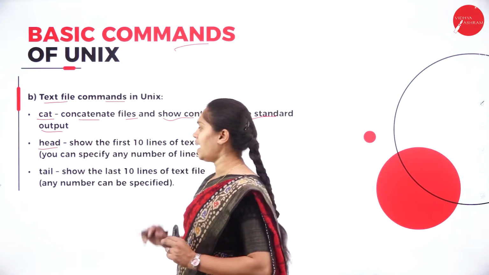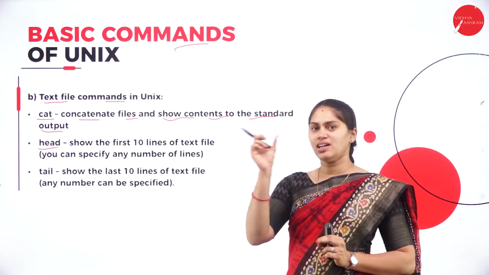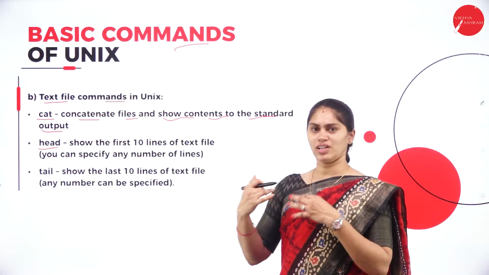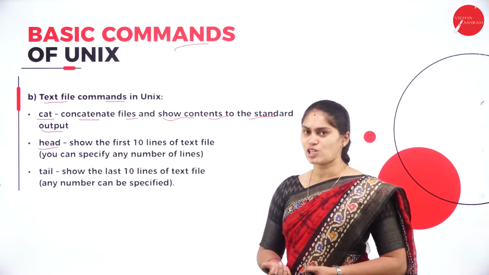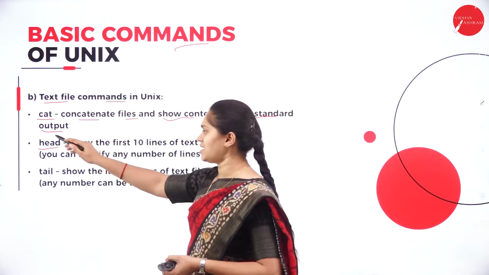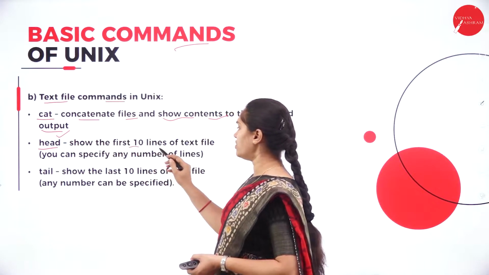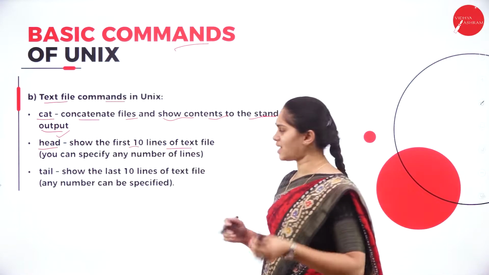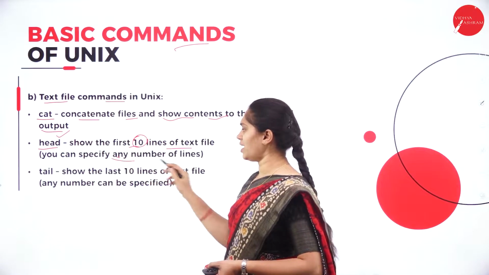Next we have head. If I want to see the starting lines of a file, to get to know what this file consists of, we use the head command. This shows the first 10 lines of the text file. For example, this is 10 lines, but you can make it any number.